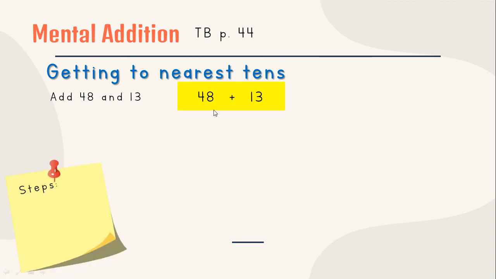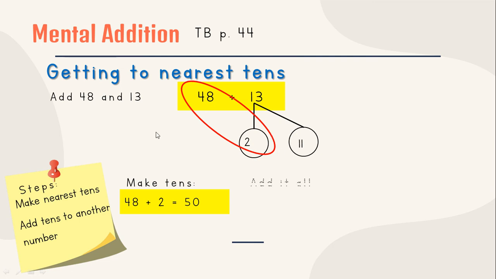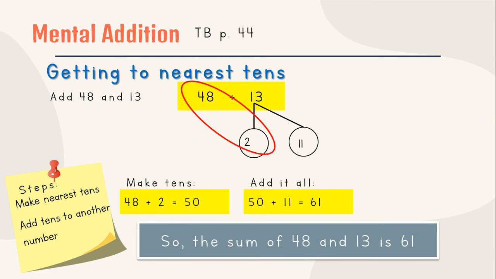This one, right? If this one is the nearest 10, how many do we need to make 48 into 50? 2. And then 2 and 11 make 13. So that one is the nearest 10. Make tens. 48 plus 2 equals 50. And then, what is the next step? Add tens to another number. So, 50 plus 11 equals 61. The sum of 48 and 13 is 61.